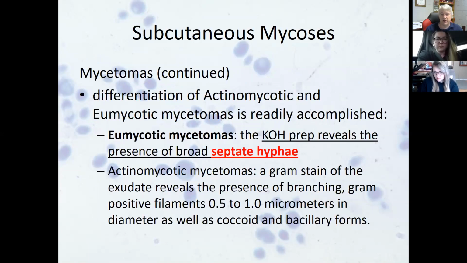Differentiating the actinomycotic, which we just kind of introduced earlier, and the eumycotic is going to use the wet prep, potassium hydroxide, revealing the septate hyphae, whereas the actinomycotic, remember being a bacteria, our gram stain of the exudate reveals the presence of branching gram-positive filaments, as well as coccoid or bacillary forms. Sorry.